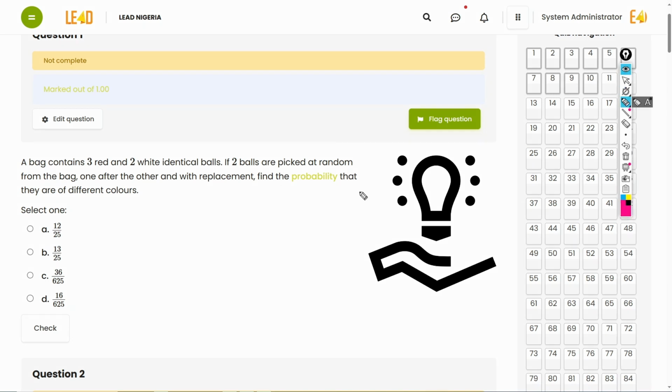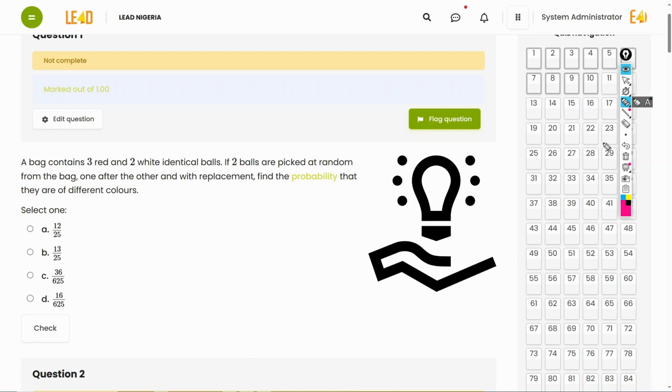All right, so we begin. A bag contains 3 red and 2 white identical balls. 2 balls are picked at random from the bag, one after the other, and with replacement. Find the probability that they are of different colors.